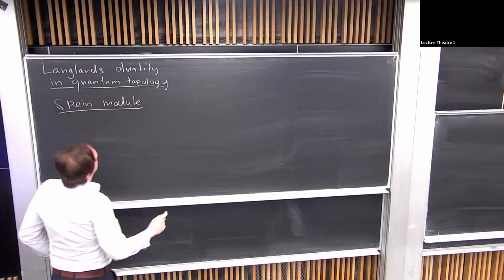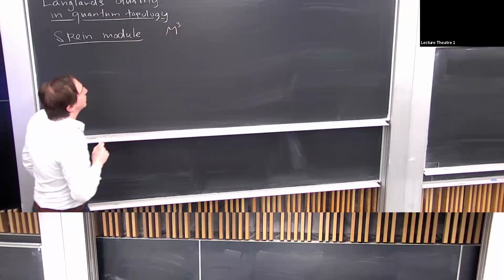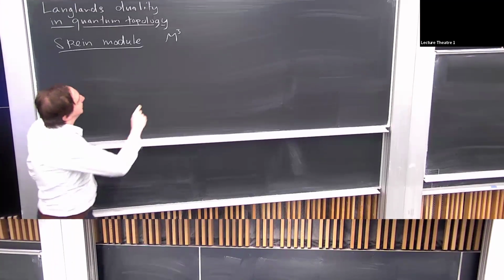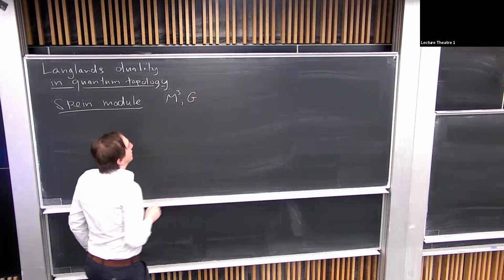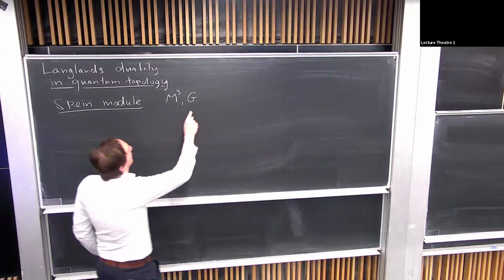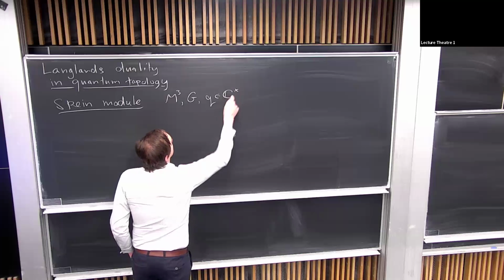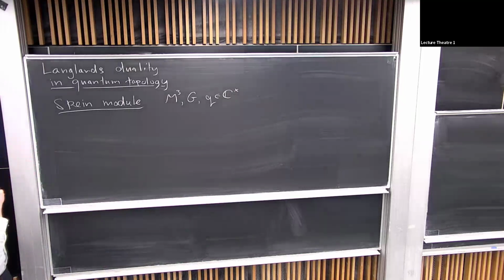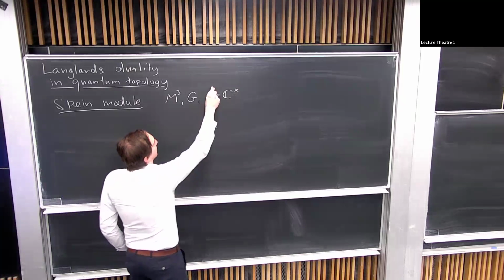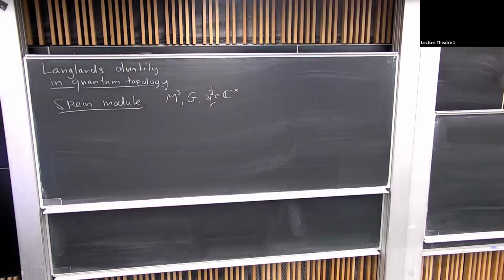And so the ingredients in constructing a skein module: we're going to consider an oriented three-manifold, a simple group G, maybe reductive group G is good enough, and a parameter Q, a non-zero complex parameter Q, and actually we'll want to fix some of its roots, but I'll try to suppress that if possible.